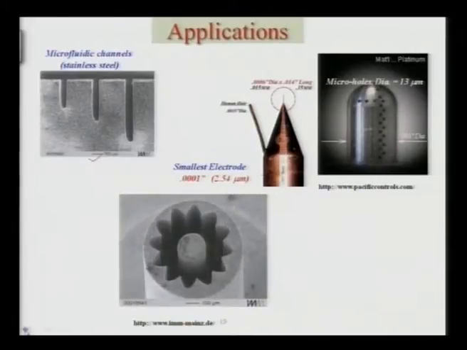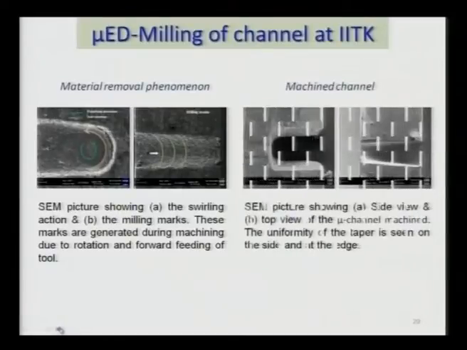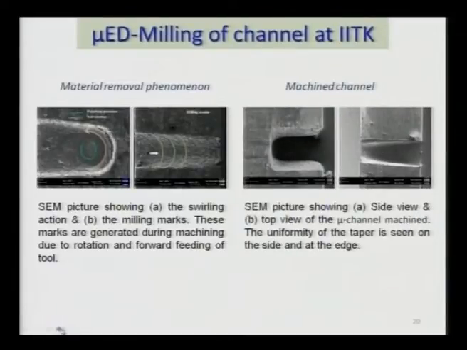Now here you can see the internal gear that has been made, and this is the scale. Now you can see an SEM picture showing the swirling action and the milling marks. These marks are generated during machining due to rotation and forward feeding of the tool. Again, a machined channel is there. These are the SEM pictures.